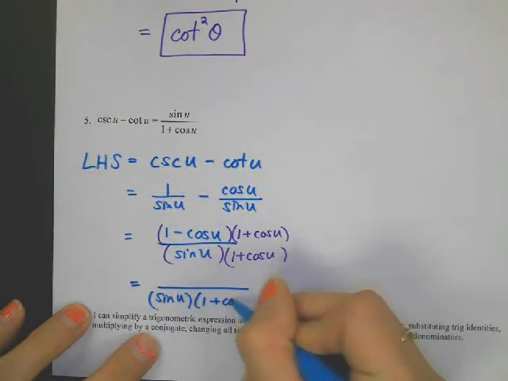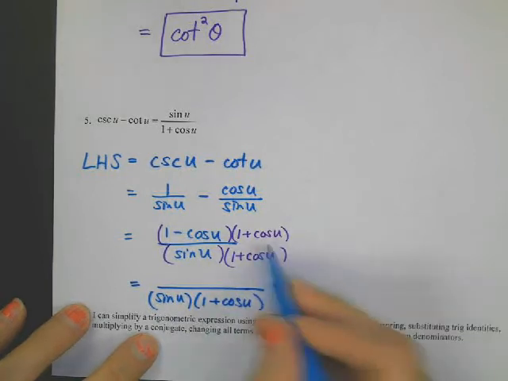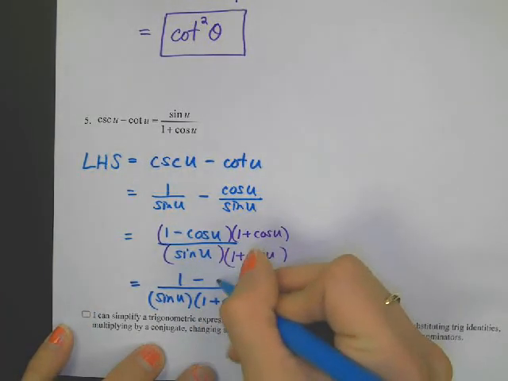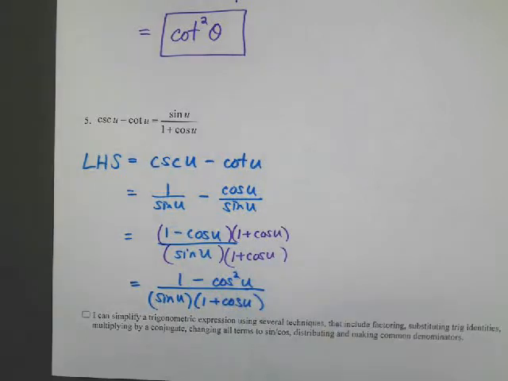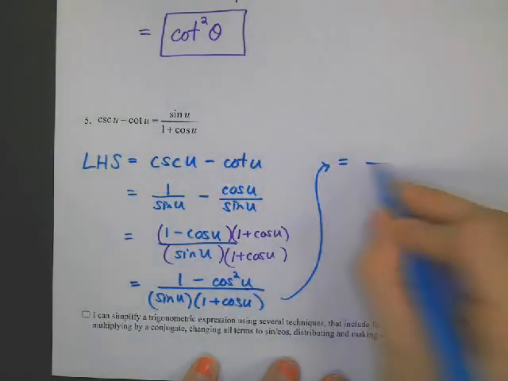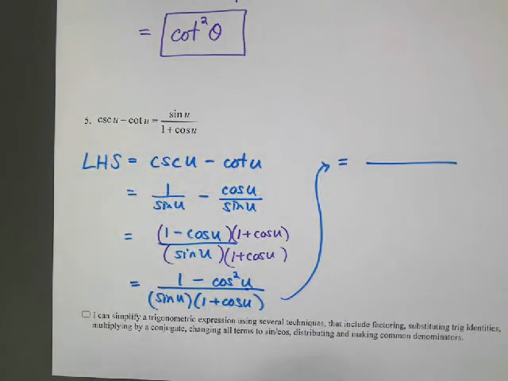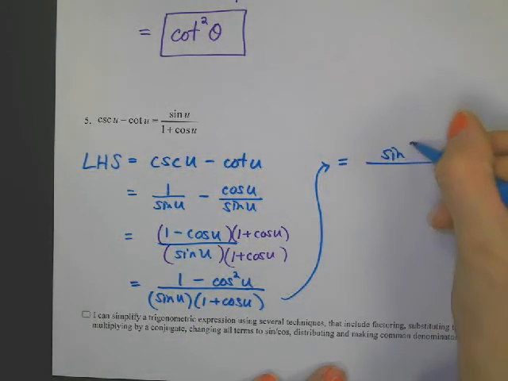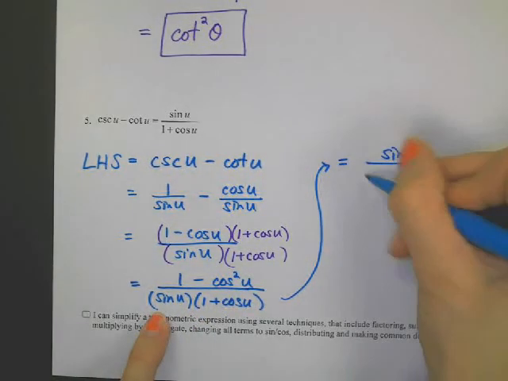Okay, I'm going to go over here. And why don't you go take a peek at your identities to see if there's a way of replacing 1 minus cosine squared. Is that going to be positive or negative? It's going to be positive sine squared of u. And the denominator is sine of u times 1 plus cosine of u. Okay, take a peek at that answer again. Is there a way to make this?